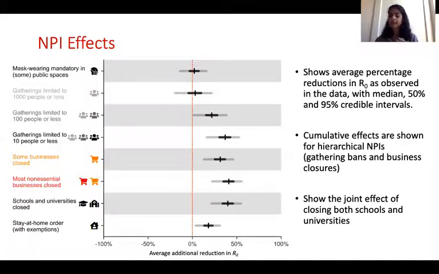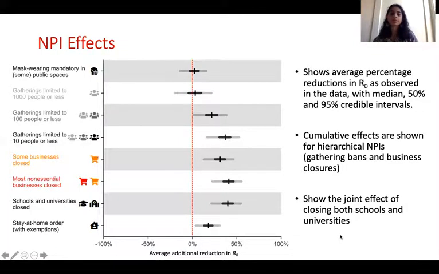If we look at this distribution, we can see that there are certain NPIs that are more effective than others in reducing R0, but they all have a positive reduction, so they're all effective in reducing R0, at least slightly. It seems that gatherings limited to 10 people or less, closing some businesses or most non-essential businesses, and closing schools and universities are the four most successful NPIs in reducing R0, whereas mask wearing, limiting sizes of larger gatherings, and a stay-at-home order are not as successful.